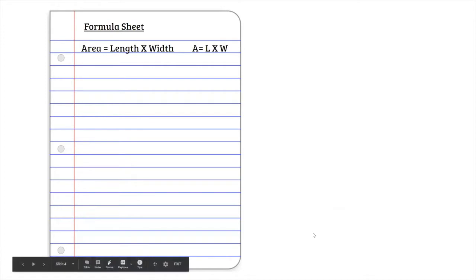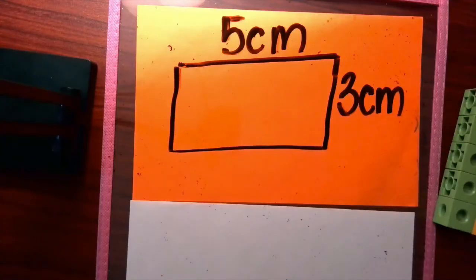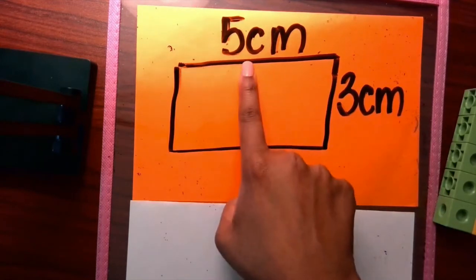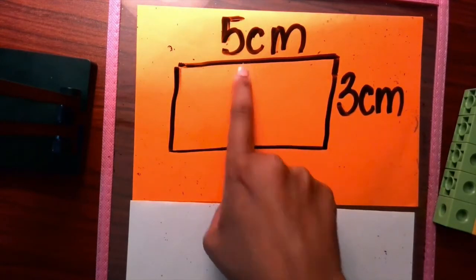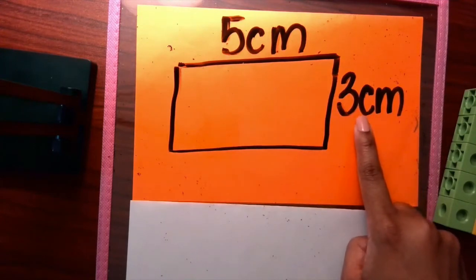Pull out your formula sheet, and on it, let's add in the formula for area. We just figured out that area equals length times width. Or you can write that as A equals L times W. Now, let's say I'm working with the same two numbers, except this time I want to find perimeter. I'm going to say that this side represents 5 centimeters, while this side represents 3 centimeters.